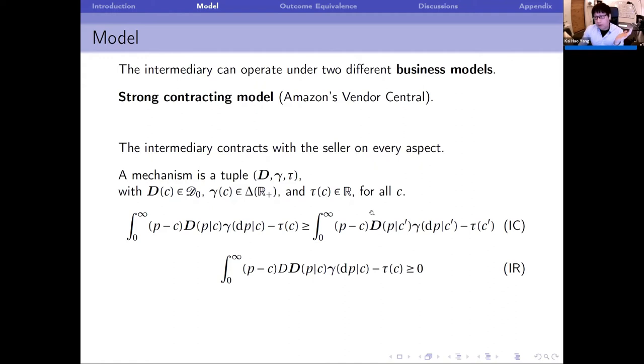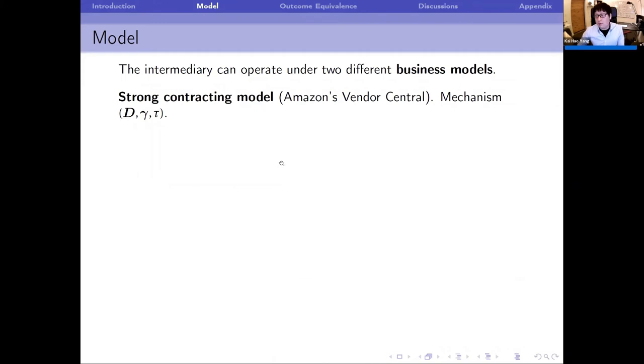And as usual, we can write down the IC and IR constraints in this environment. IC means that the mechanism would induce truthful report, and IR means that every truthfully reporting seller earns at least her outside option, which is zero in this case. To read this IC condition, let's start from the right-hand side. The right-hand side of this inequality is the net profit of a seller whose true cost is C when she reports C prime, because she would have to pay tau of C prime to the intermediary, and the mechanism is going to generate a signal D of C prime, and the seller would have to sell the product according to the distribution of price gamma of C prime. Then this inequality says that the seller wouldn't want to misreport. And same for the IR constraint. Okay, so that's the strong contracting model. Let me keep the mechanism here as a reminder.